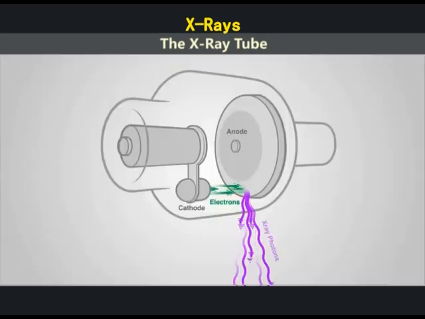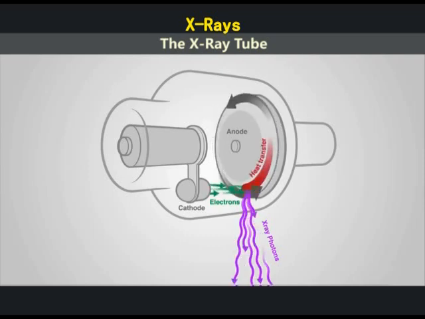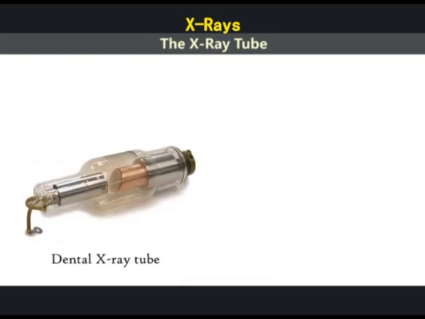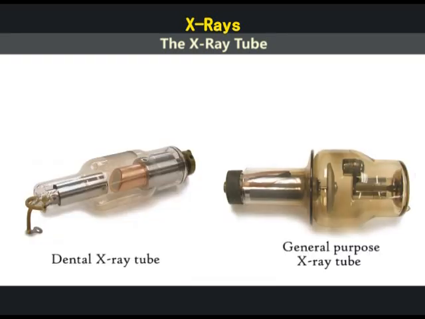As electrons come over from the cathode, they strike the anode, producing a lot of heat. To spread that heat over, modern X-ray tubes have rotating anodes. This prevents the heat from being confined at one point. Dental X-ray machines use stationary anodes, while general-purpose radiography machines use a rotating anode.